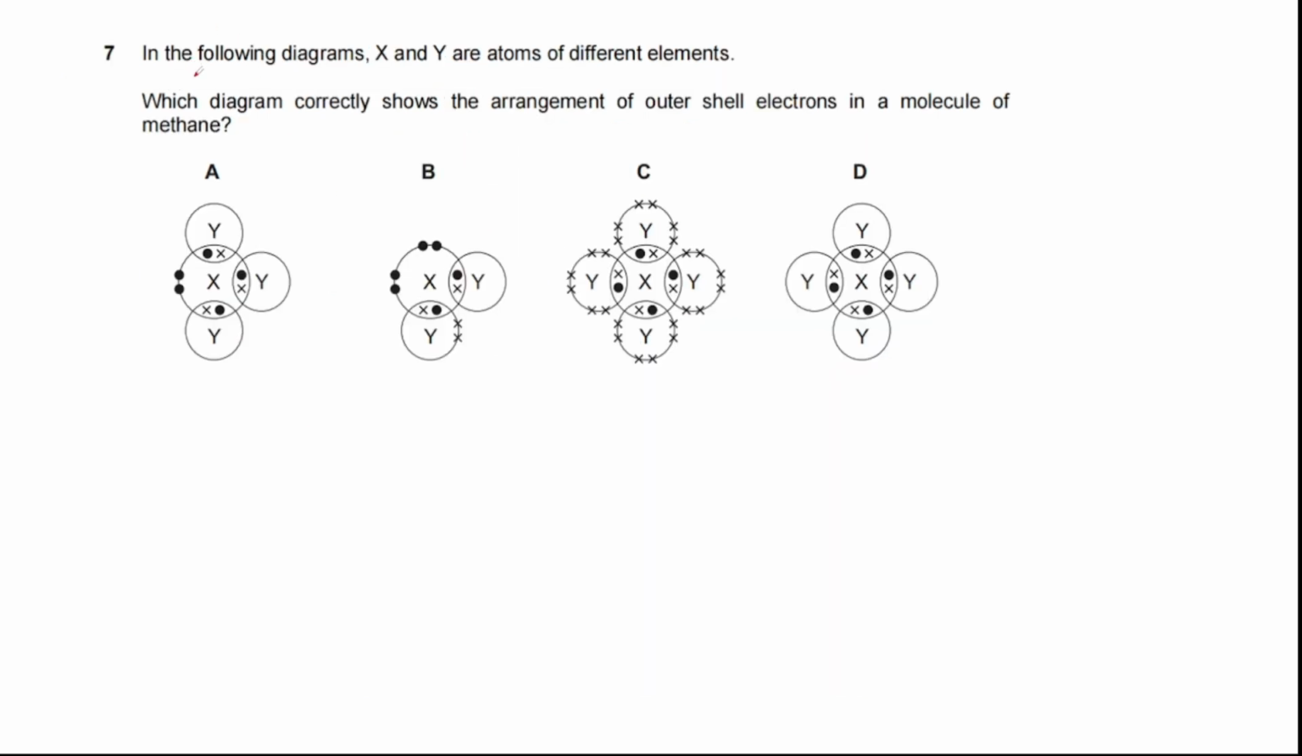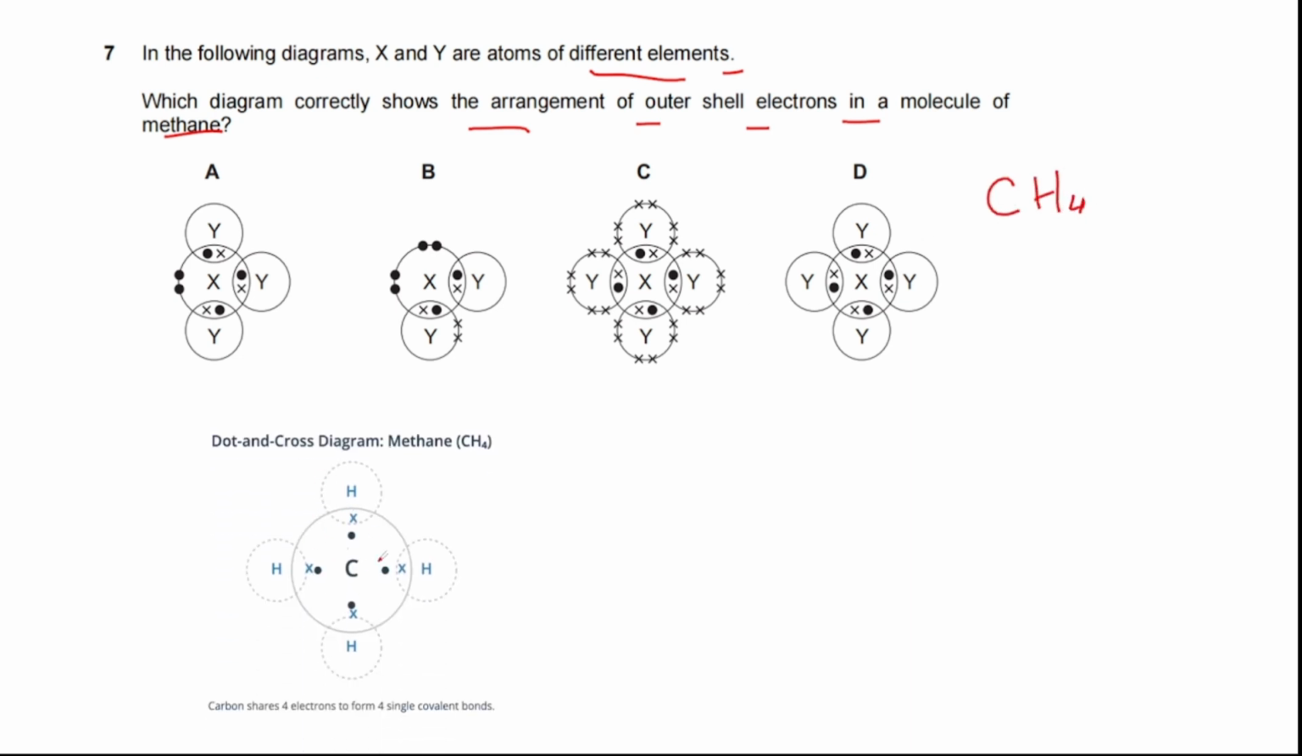Question number 7. In the following diagram, X and Y are atoms of different elements. Which diagram correctly shows the arrangement of outer shell electrons in a molecule of methane? So methane is basically CH4. One carbon atom is attached to 4 hydrogen atoms, and carbon has 4 electrons on the outer shell. So here you can check the first option, there are 4 electrons and it's combined with only 3. So definitely not this. It's combined with only 2, not this.